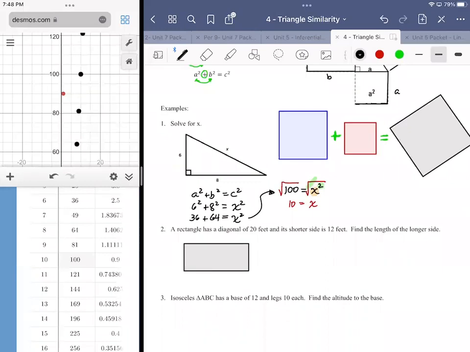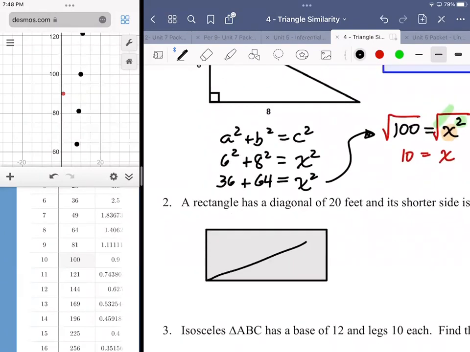They say the diagonal is 20 feet, and the shorter side is 12 feet. Find the length of the longer side. That should be okay, as long as you can visualize what a diagonal looks like. Later on in the course, in the next unit, we'll talk about different characteristics of quadrilaterals, 4-sided figures. The diagonals are not always the same in length, but for a rectangle, they are. For a square, they are. So if I draw my diagonal this way, or this way, it's immaterial. They're both going to be the same length.